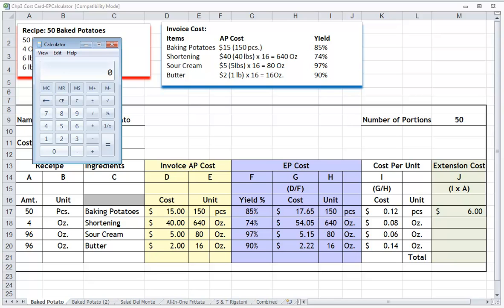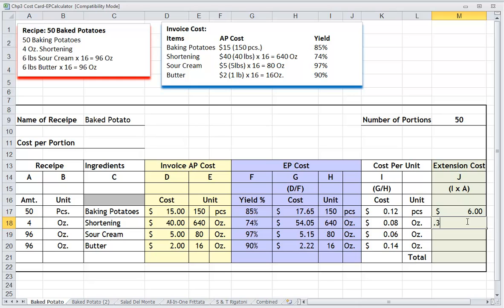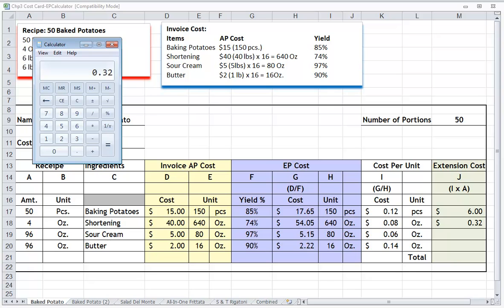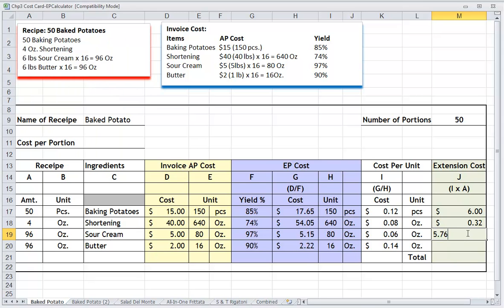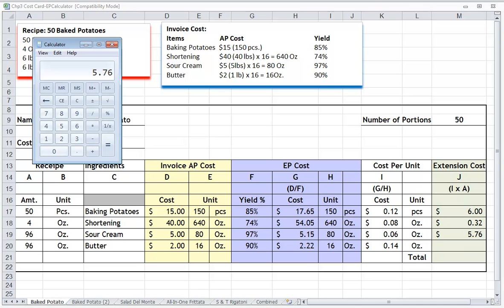The next item is shortening. We have 4 ounces of shortening, multiply that by 8 cents per ounce, and it costs us 0.32, so 32 cents for all of the shortening that is required. Next, we've got 96 ounces of sour cream, multiply that by 0.06, which is 6 cents, and that gives us $5.76. And our last ingredient is the butter. We need 96 ounces for our recipe, and we're going to multiply that by 14 cents.